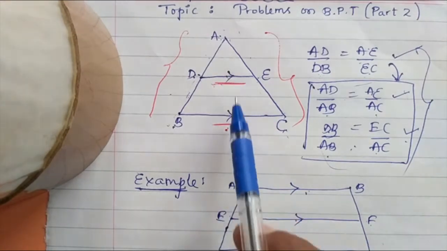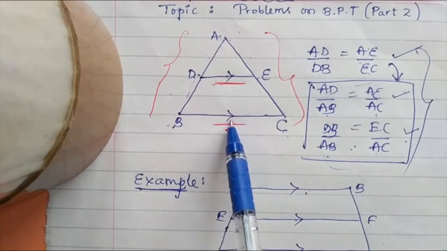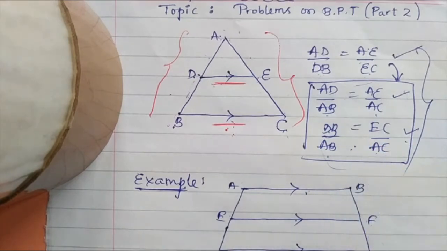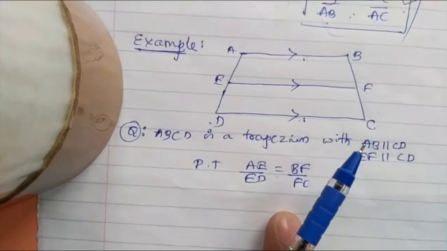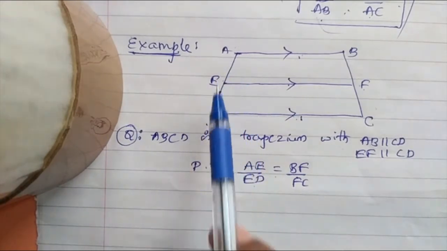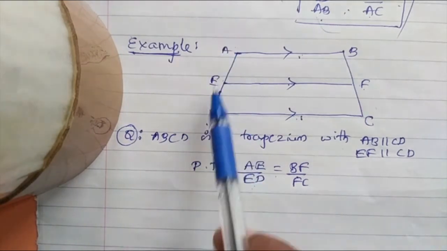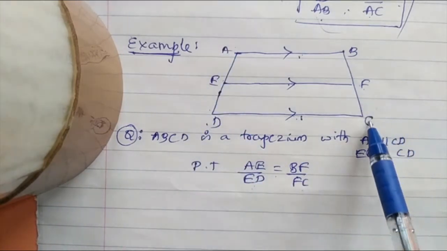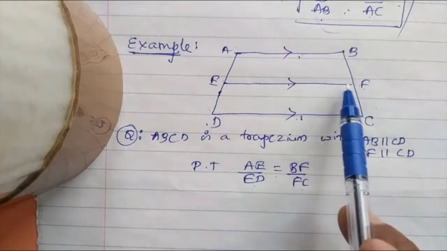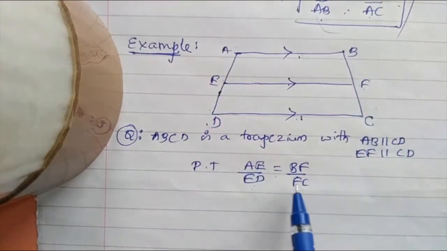One pair of parallel lines is given, that is the first condition. The next thing is that the other two sides are to be proved in ratio. So this kind of question mainly comes in BPT. In this case also, AE and ED are parts of one side, and BF and FC are parts of the other side. Parallel lines are given and these parts are to be proved in ratio.